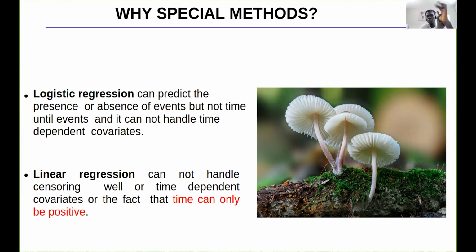that scenario. Logistic regression can actually predict the presence or absence of the event, but not time until event. Survival models will actually predict both the presence and absence and the time to event. It takes into account the time to event. Then linear regression, okay, why can't I just use linear regression instead? Linear regression cannot handle censoring well, or time dependent covariates, or the fact that time can only be positive. So linear regression cannot handle this. That is why survival models are actually the best in this kind of scenario.